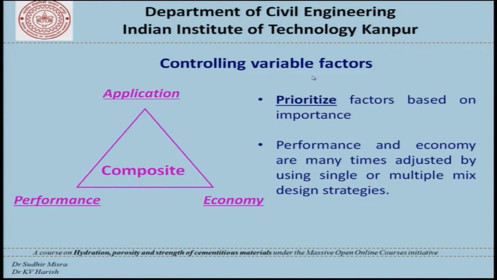So, in the last few slides, we have seen that you have several factors under the three dimensions: application, performance and economy. And how do you control these factors? The first thing that is important for controlling is that we need to first prioritize the factors based on importance. And remember, importance is a very broad term, because for each application the performance differs. As we have already seen, there are general requirements as well as special requirements. So, prioritizing the factors comes first.